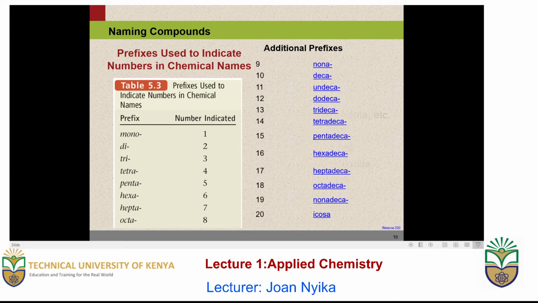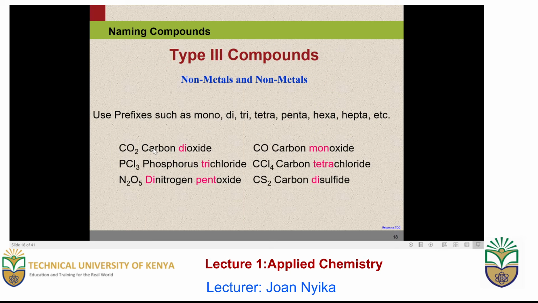Look at the case of carbon combined with oxygen to form carbon dioxide. The case of phosphorus with 3 chlorine atoms to form phosphorus trichloride. Look at the suffix ide, just as was the case in ionic compounds. Then the case of nitrogen and oxygen to form dinitrogen pentoxide. Remember the nitrogens are 2 and the oxygens are 5. In the case of carbon, 1 carbon atom and 1 oxygen atom form carbon monoxide.